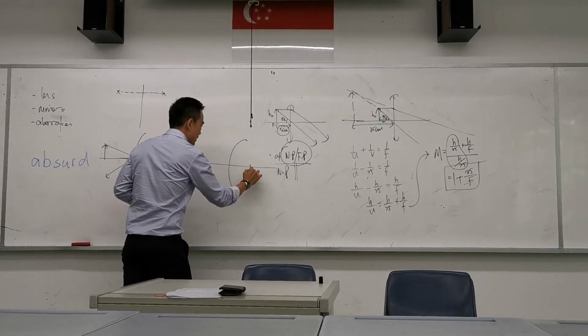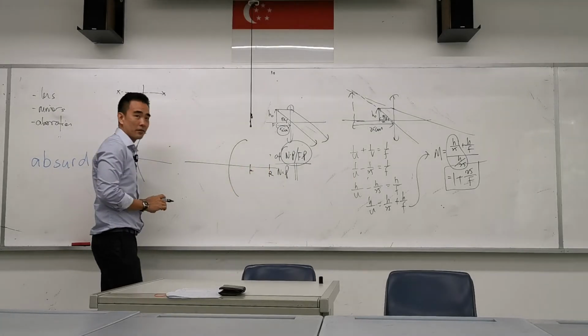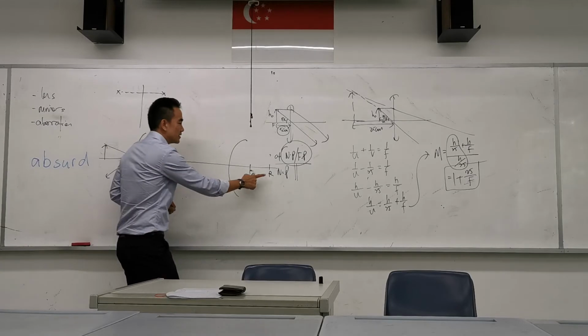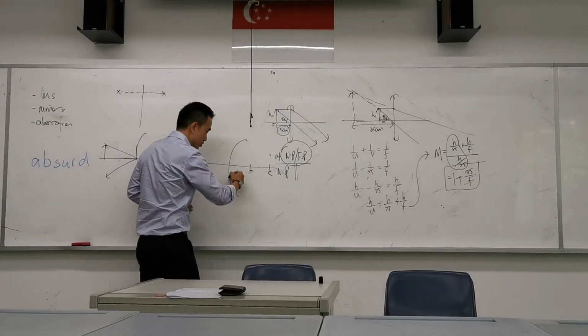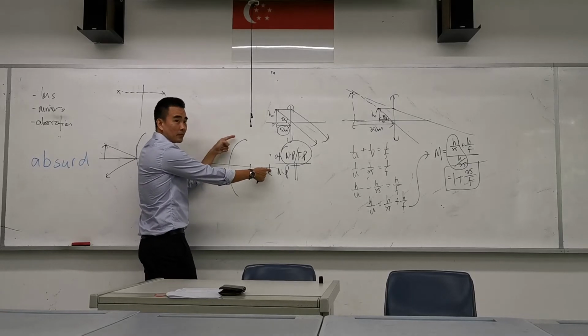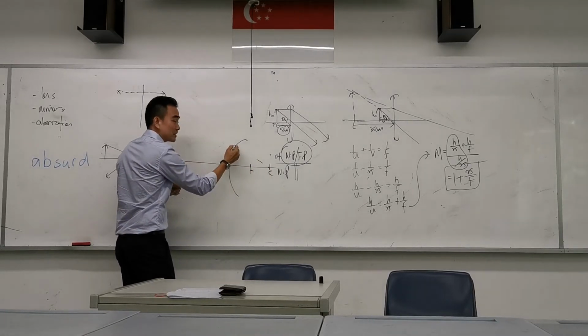Do you agree that there will be an R over here? The radius, that R over there is the center of, actually it should be C. It's the center of curvature of the mirror. So you take a compass and then you draw this. So this will be the radius.